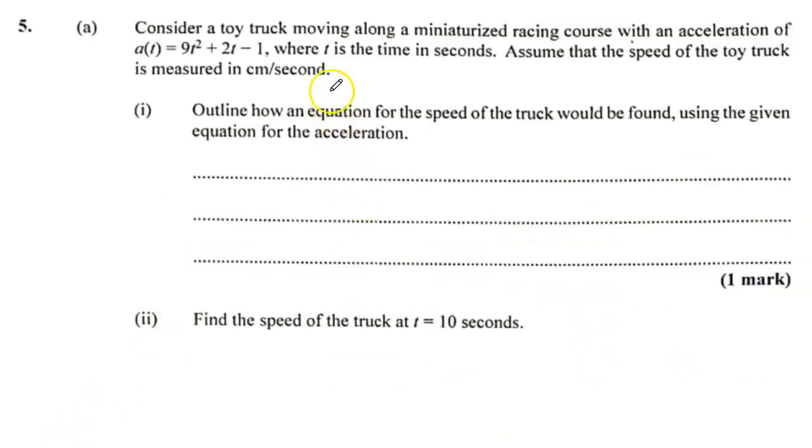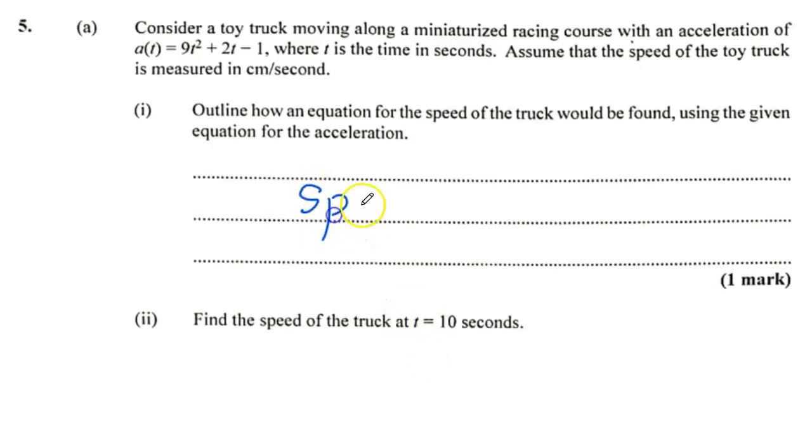Question 5. A toy truck moving along a miniaturized racing course with an acceleration of a equals 9t squared plus 2t minus 1, where t is time. Assume that the speed of the toy truck is measured in centimeters per second. Outline an equation for how the speed of the truck would be found using the given equation for acceleration.